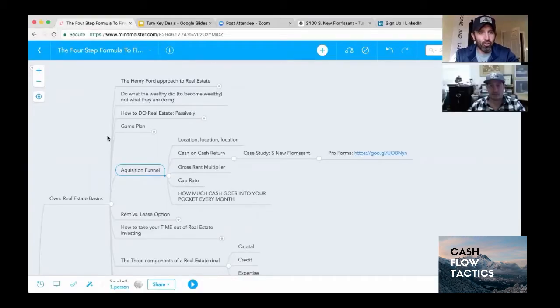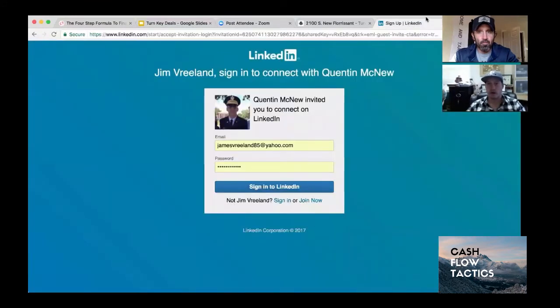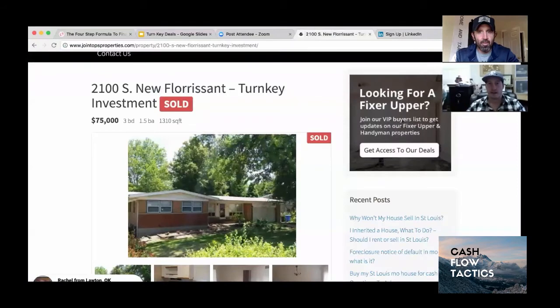Here we are on our journey through the mind map. We're through the acquisitions funnel. We went over this yesterday. And now let's get into this actual case study, right, Bob? Yeah. So this is where the rubber meets the road, so to speak. We talked about cash on cash return, gross rent multiplier, cap rate, and what those terms mean. But how does it actually relate to a real world property? Maybe Quentin knows. Quentin doesn't know, so we're going to move on.